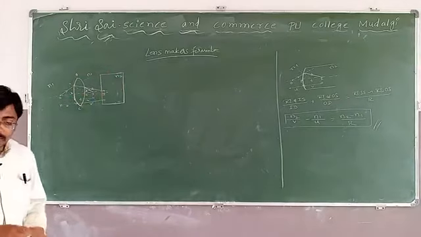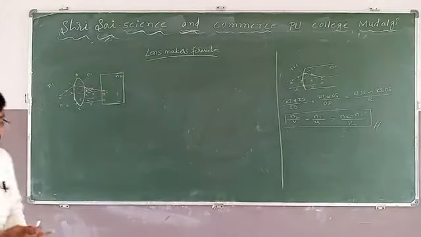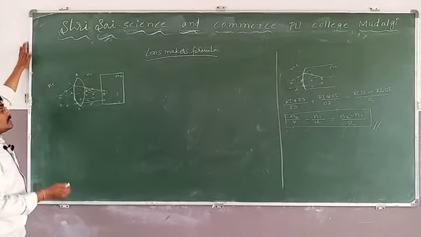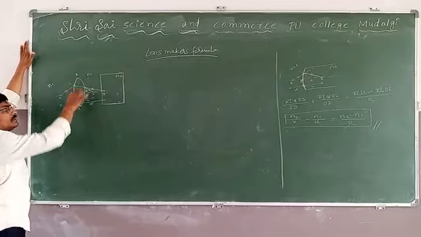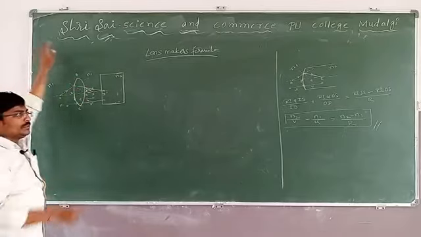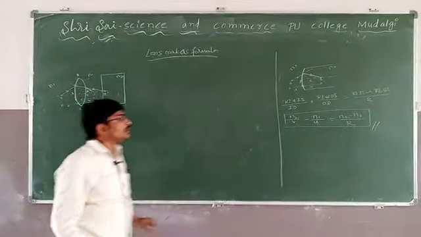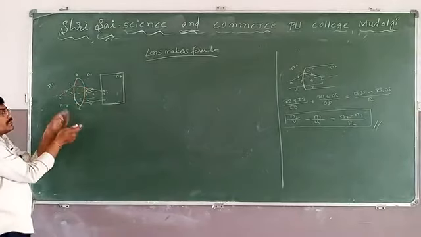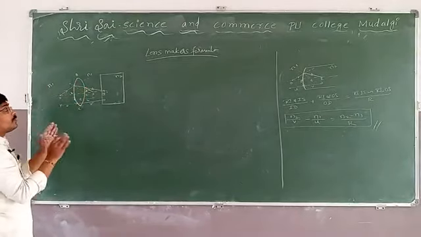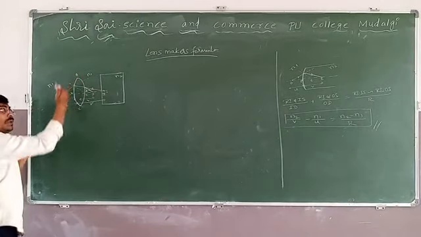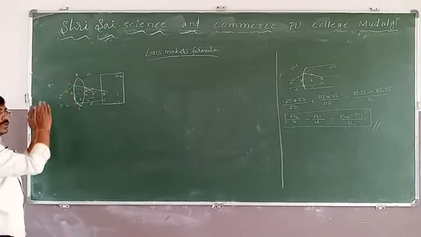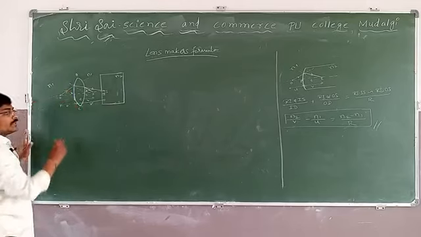Next part is only mathematical part. Okay. First write the formula for only one spherical surface. Actually here two spherical surfaces. Right now you write the formula. You think that this spherical surface is not there, only one spherical surface. According to that you write the equation.